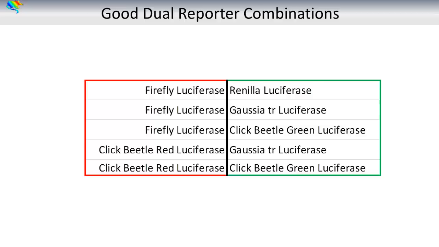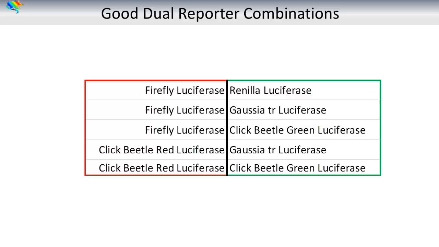The click beetle red Gaussia combo. In this case, a truncated, non-secreted Gaussia is utilized as native Gaussia luciferase is secreted. Again, these can be discriminated by both wavelength and substrate. Click beetle red has a narrower bandwidth in comparison with Firefly luciferase and therefore may be a better option when it comes to spectral unmixing.